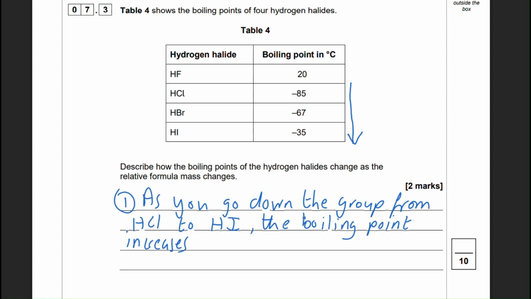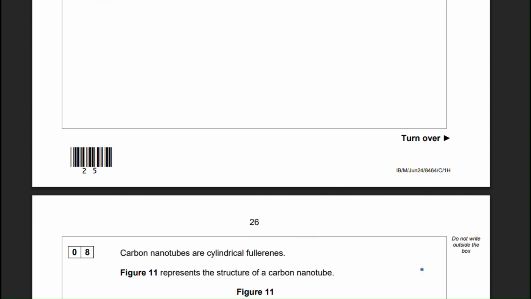As you go down the group, and you have to specify from HCl to hydrogen iodide, the boiling point increases. Now to get your second mark, you have to realize that hydrogen fluoride does not follow the same pattern. So that's what I've written. You can also say that hydrogen fluoride is higher than expected.